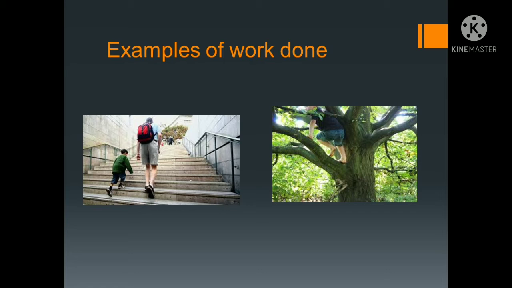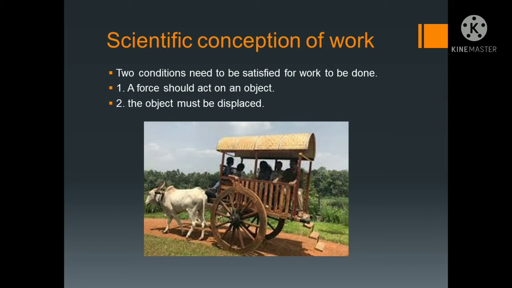So let's get the idea very clearly here. This is one scientific conception of work. Two conditions need to be satisfied for work to be done. What are those conditions? Number one, a force should act on an object. And the object must be displaced from its position. These are the two conditions that should be satisfied while we do some work.